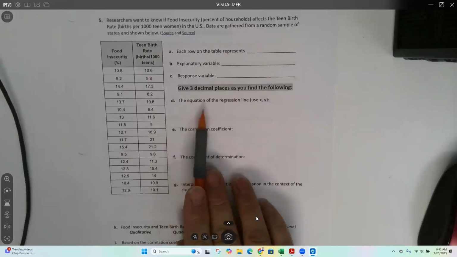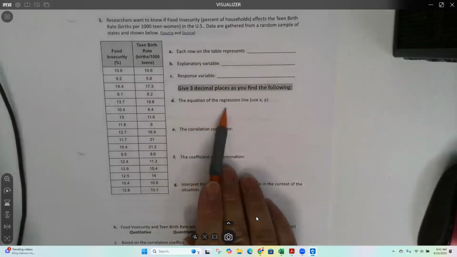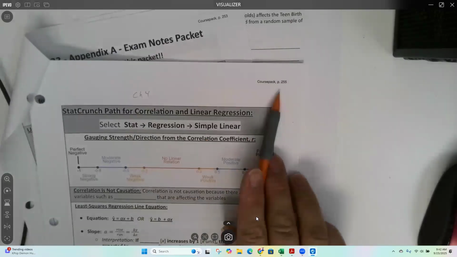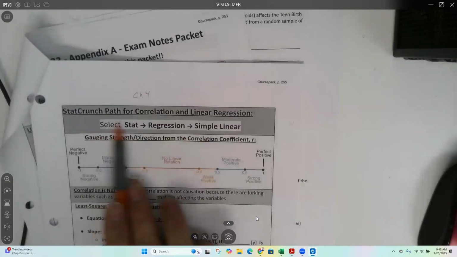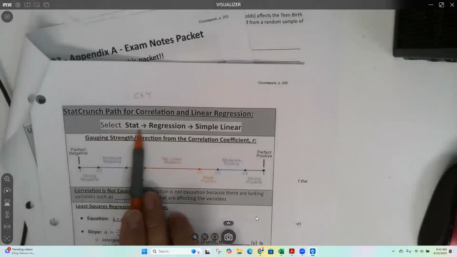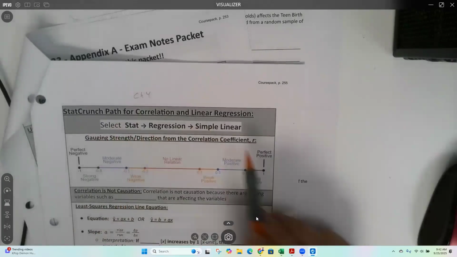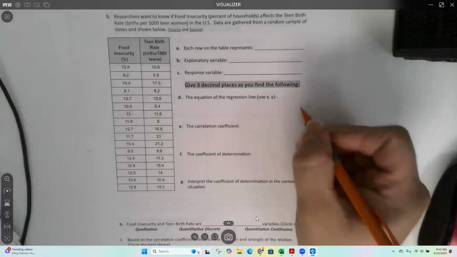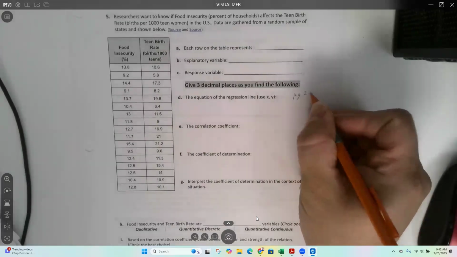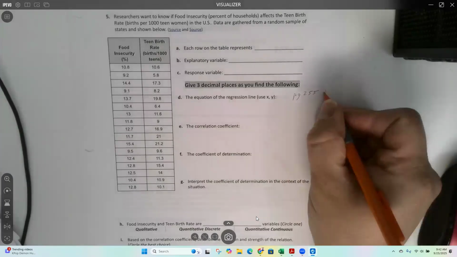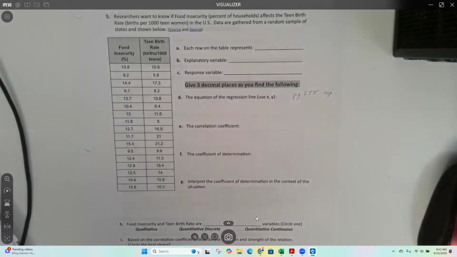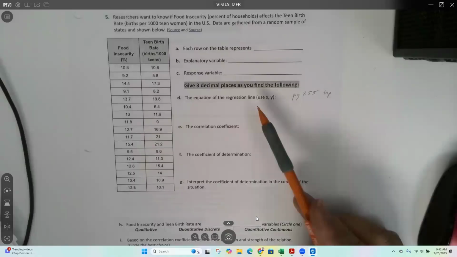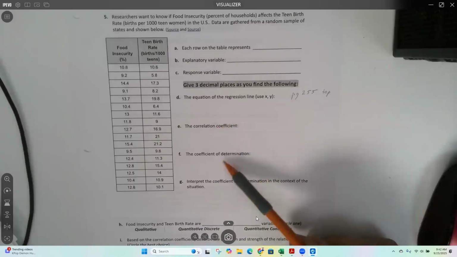So right here, the equation of the regression, okay? The way that you're going to do that is on page 255 at the top. To calculate a linear regression, we go Stat, Regression, Simple Linear. Okay. Page 255 at the top. Okay. So once we've done that, that's actually going to give us D, E, and F.